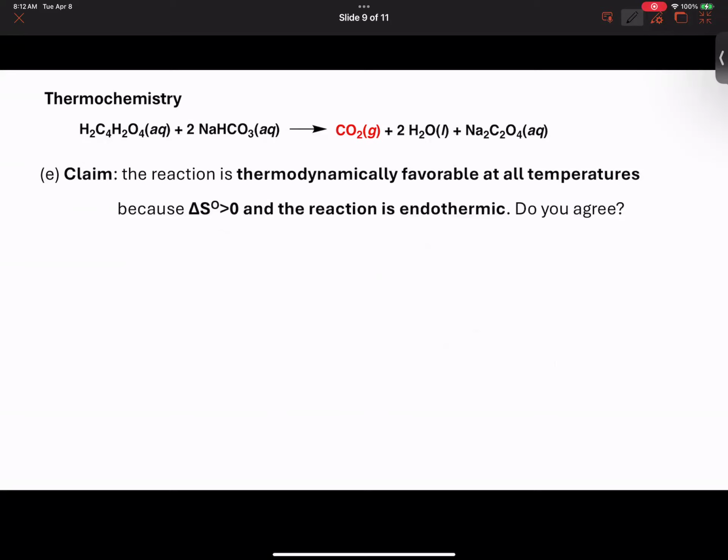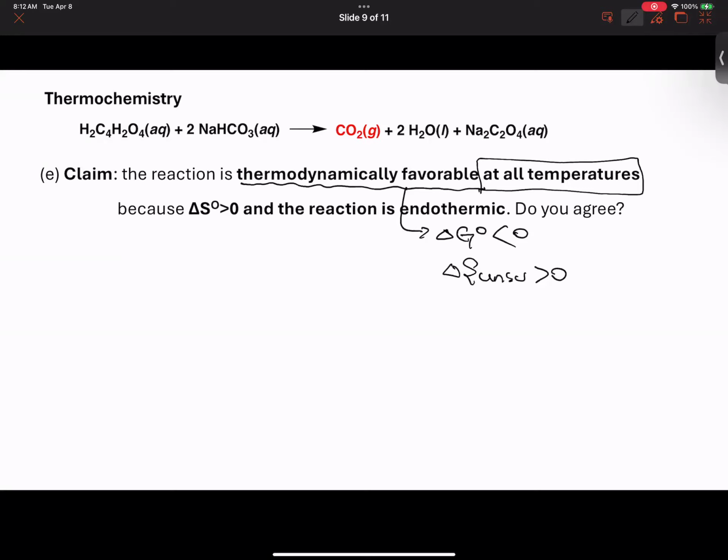Now let's move on to the next problem. The student claims that the reaction is thermodynamically favorable at all temperatures, because delta S is positive and the reaction is endothermic. Do you agree or not? Okay. Thermodynamically favorable means Gibbs free energy is negative. Remember, thermodynamically favorable means delta S of the universe is positive, and when it translates into focusing on the chemical reaction, our system, then we can tell delta G is negative.